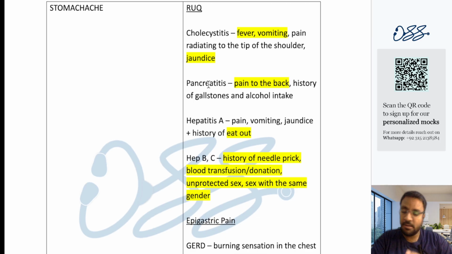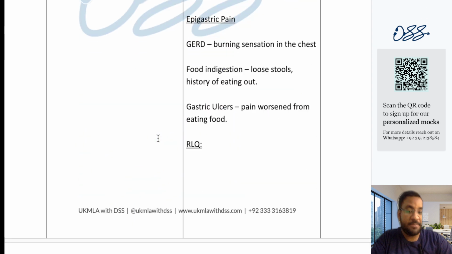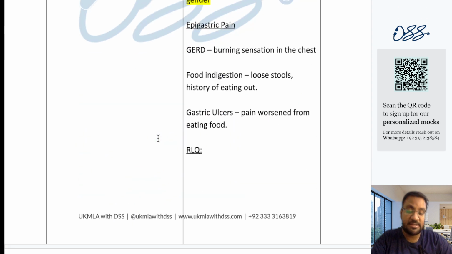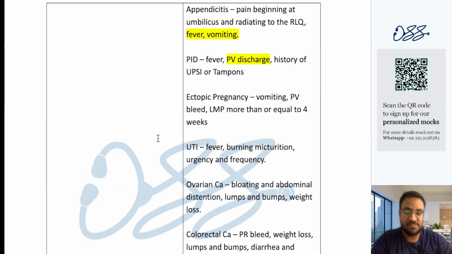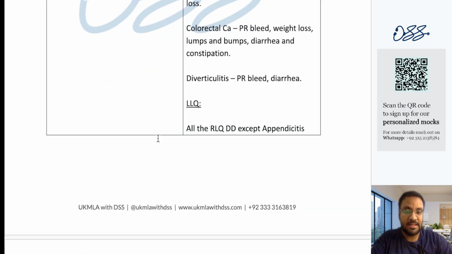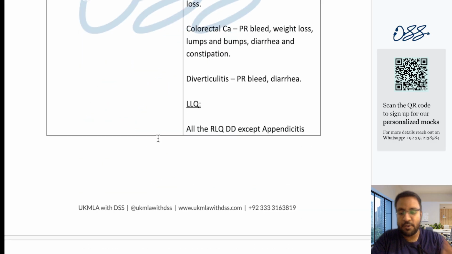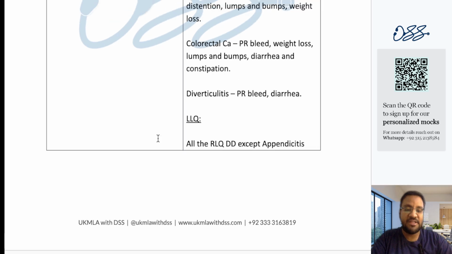Then there are numerous differentials for stomach ache. If it's in the right upper quadrant, your differentials would completely change, and the history that you're taking would completely change. If it's in the epigastric region, then your differentials would change and the questions would change. And then the right lower quadrant, the differentials would change again. In the left lower quadrant and the right lower quadrant, the differentials are more or less the same, except appendicitis, which is only there in the right lower quadrant.